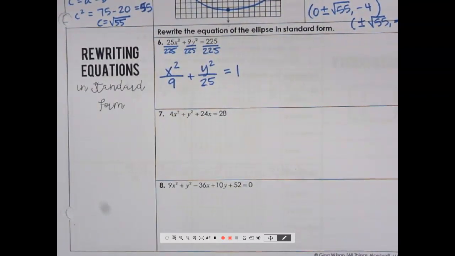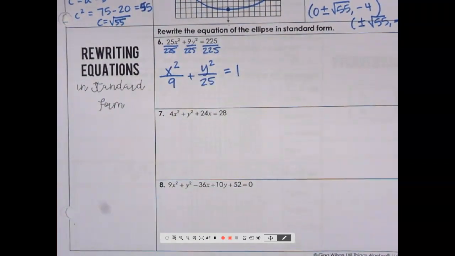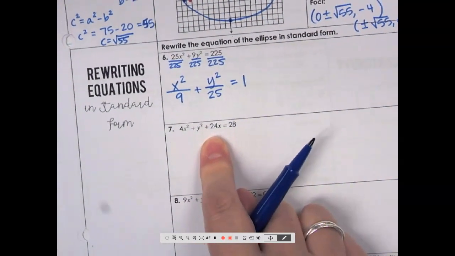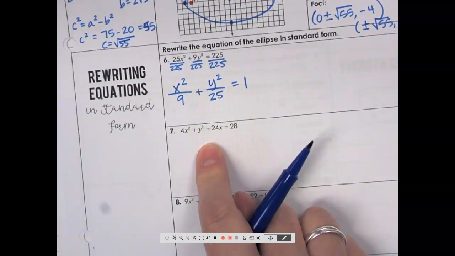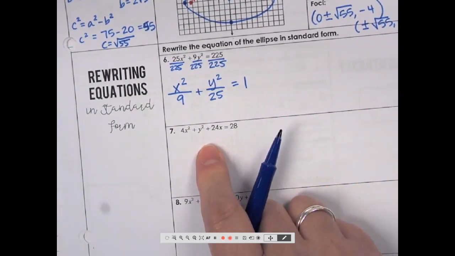What's the center of that one? 0, 0. Nothing's being added or subtracted to the x or the y. Okay, so that's in standard form. All right, let's look at the next one. A little more complicated because now I have an x term. So can you guess what I'm going to do? Complete the square.